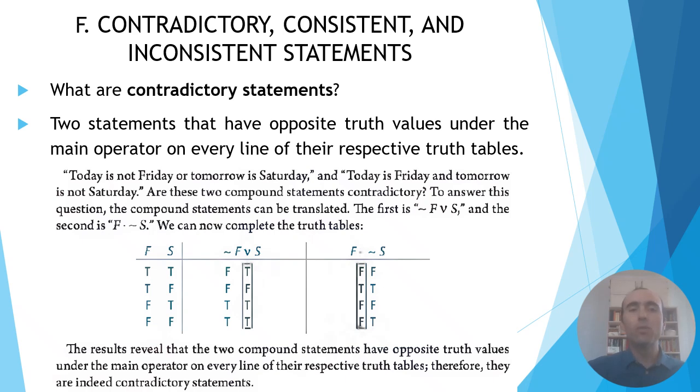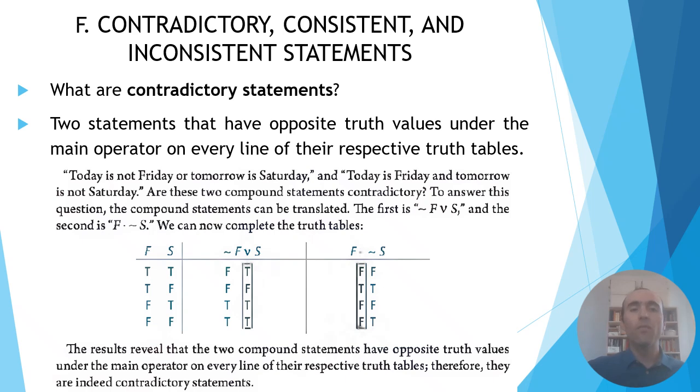We can now complete truth tables for the two statements, and we're going to put the two truth tables side by side to make the comparison easy. The results reveal that the two compound statements have opposite truth values under the main operator on every line of their respective truth tables, as you can see. Therefore, they are indeed contradictory statements.